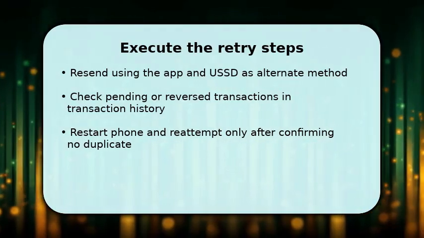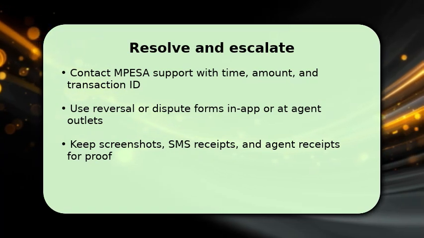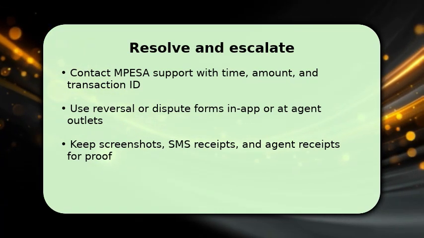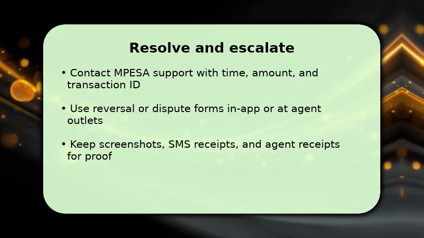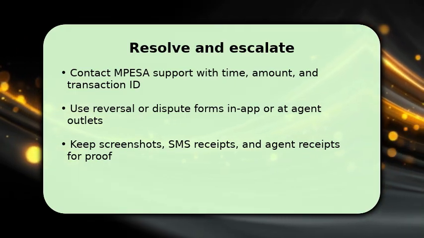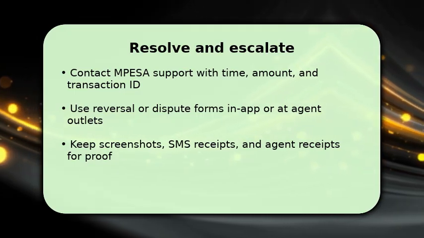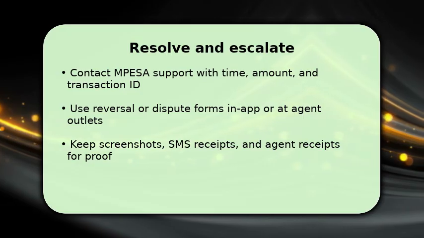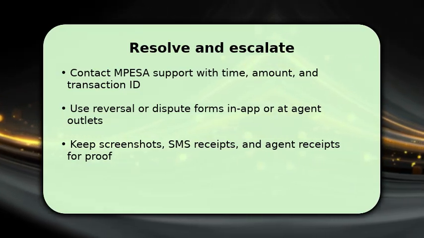If the send still shows error or is stuck, gather time, amount, recipient, and any SMS or transaction ID and contact M-Pesa support immediately. If available, file a reversal or dispute in the app or visit an authorized agent with your proof. Make sure to keep screenshots and receipts. These speed up resolution. If support asks you to wait, note the expected time frame and follow up. Persistence often moves stalled cases to completion.